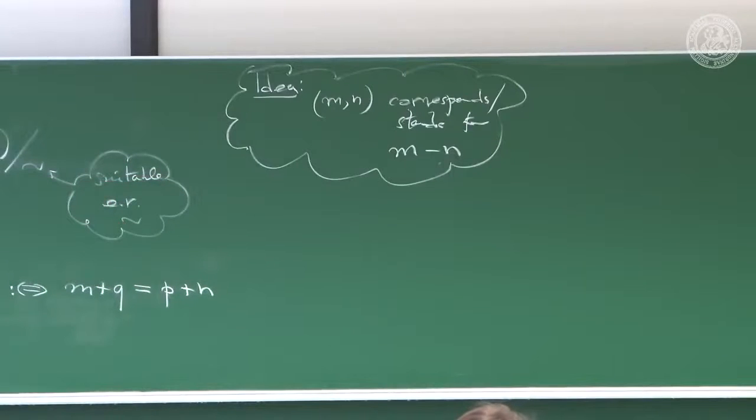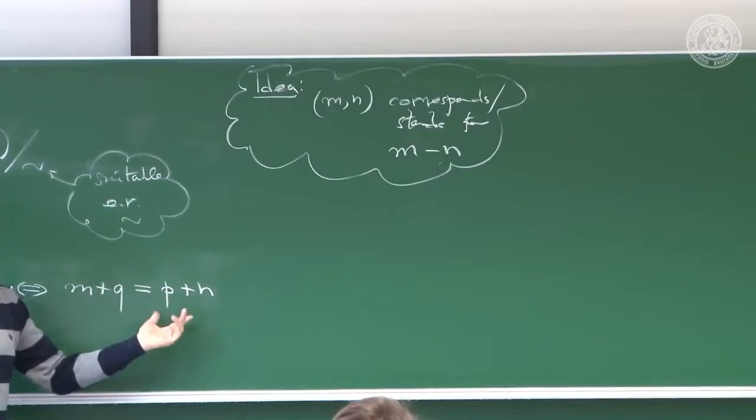And so when are two differences the same? Well, m minus n equals p minus q if you take the q to the other side and you take the n to the other side. And then you get this, okay?